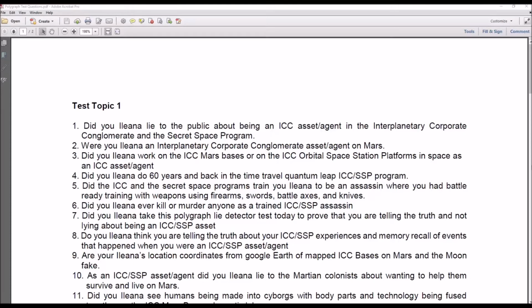I don't have memory recall of murdering or killing anyone, and I never wanted to do that in the program. Yes, I agreed to the battle ready training, but I never agreed to murder or kill anyone. So to my knowledge, no, I did not ever kill or murder anyone while being an ICC SSP trained assassin. My answer is no. And on the polygraph test itself, that answer might come up as yes, because I truly don't know.